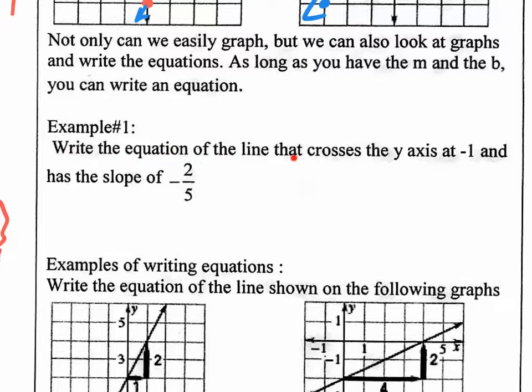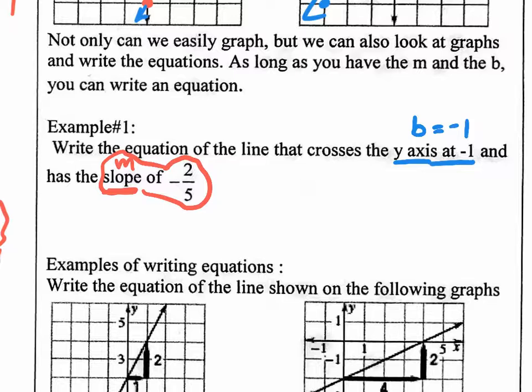Example, write the equation of the line that crosses the y-axis. What does that mean? That crosses the y-axis. That means that's your y-intercept value, which means that that's your b value. So they're telling you that your b value is really -1. So b equals -1. And they're telling you that your slope, which is the m value, is -2/5. So your slope is -2/5.